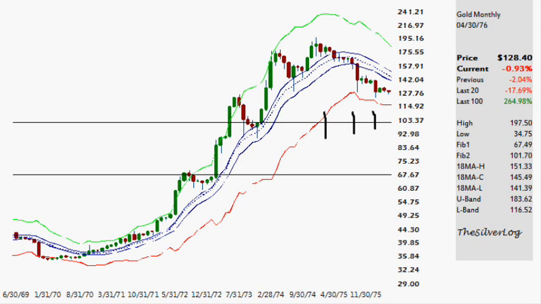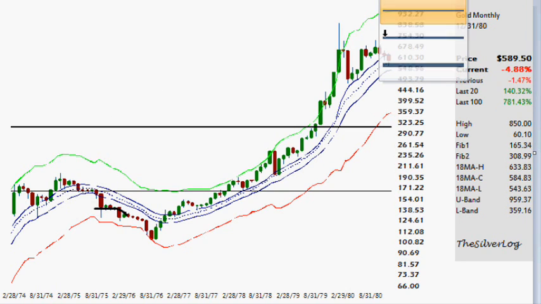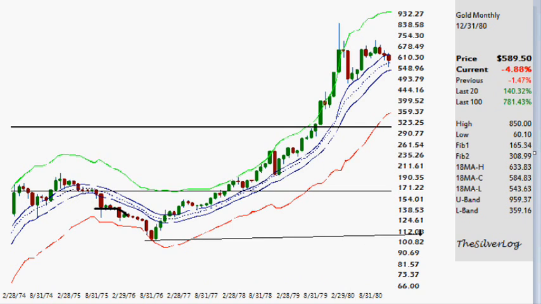So now let's fast forward into 1980. And we were in this downtrend back in here. And the market did manage to go close to that 103 level. In fact, if we draw a line here, then we get pretty much right on it.